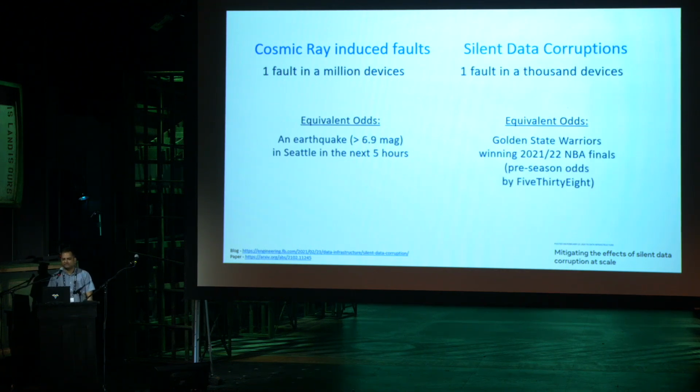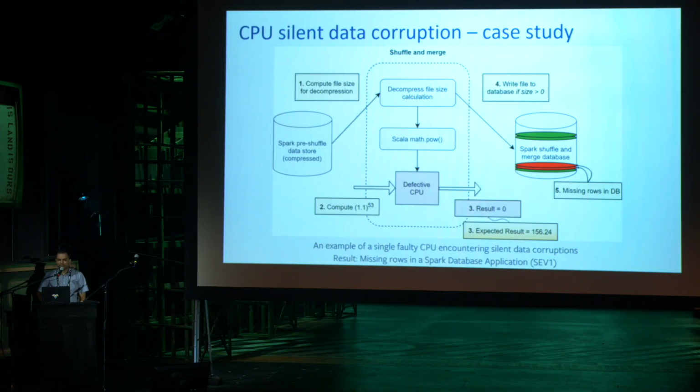But what we are talking about here in terms of silent data corruptions within our fleet is one fault within 1,000 devices. This is actually significantly larger than what we have thought these corruptions to occur at. I've chosen a very special example here, but the Golden State Warriors were tipped to win the NBA Finals at 0.1%. It did end up happening, but this is a lot more commonplace than one fault in a million devices. So to explain the severity of this problem, I want to walk you through an example case study. This is a real SEV that happened within our fleet.